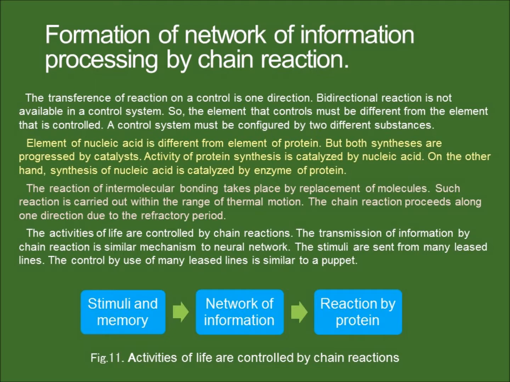The activities of life are controlled by chain reactions. The transmission of information by chain reaction is a similar mechanism to neural network. The stimuli are sent from many leased lines. The control by use of many leased lines is similar to a puppet.